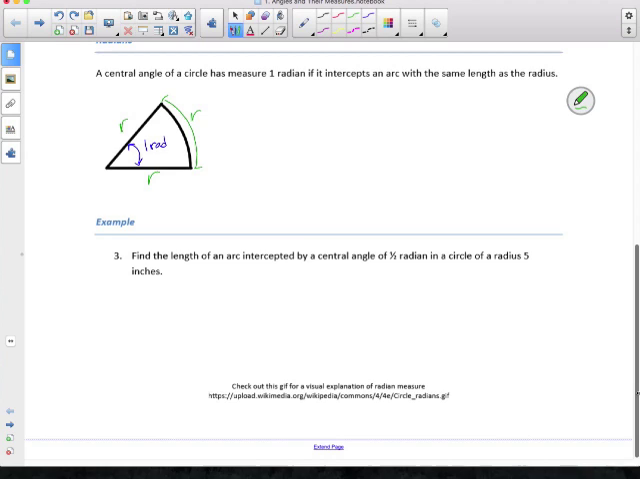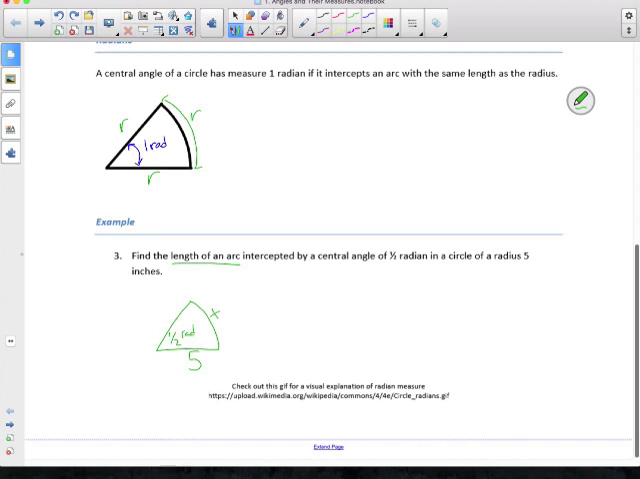All right, so we're going to do an example of how we might use a question that involves this actual definition. So I have here the length of an arc intercepted by a central angle of 1/2 radian in a circle of radius 5. So that's what we're trying to find, the length of the arc. So if I kind of just draw what this arc might look like, this is what I'm trying to find. I have a 1/2 radian angle measurement, and I have a radius of 5.